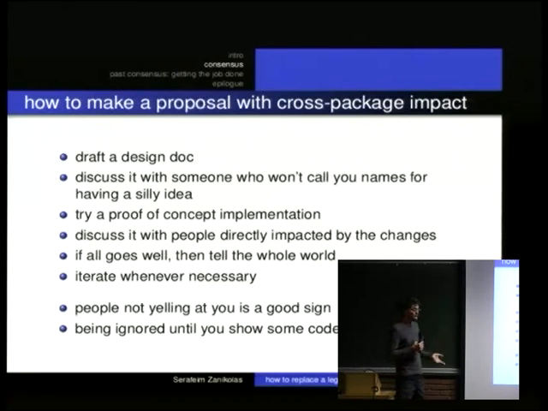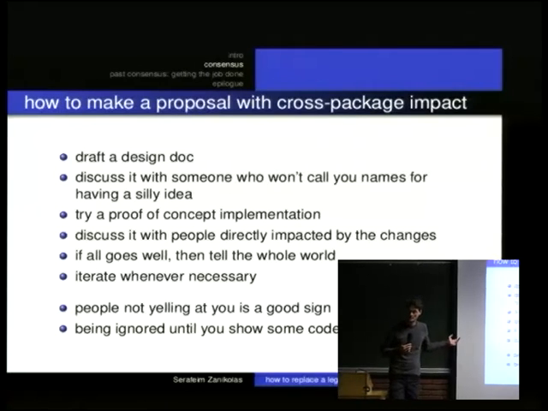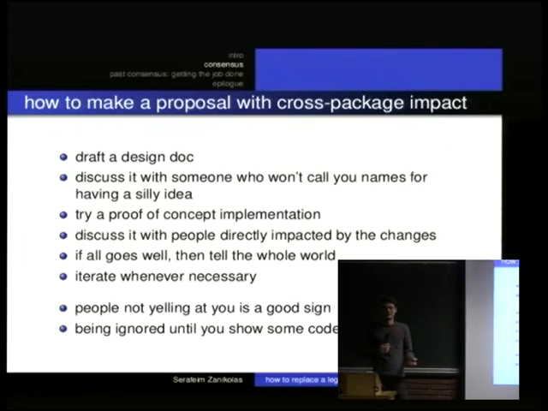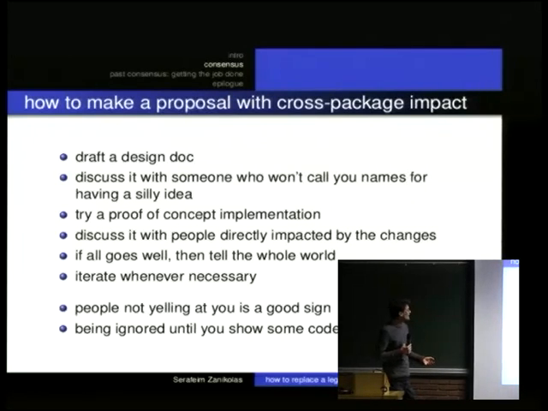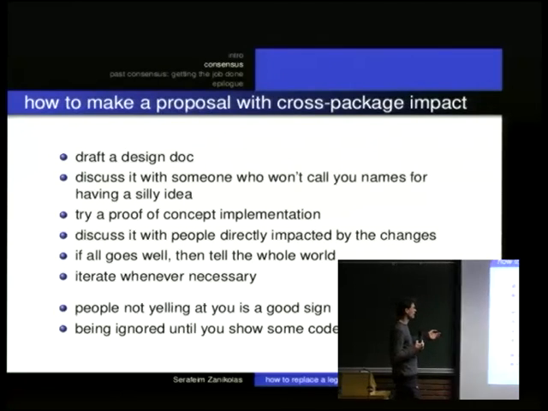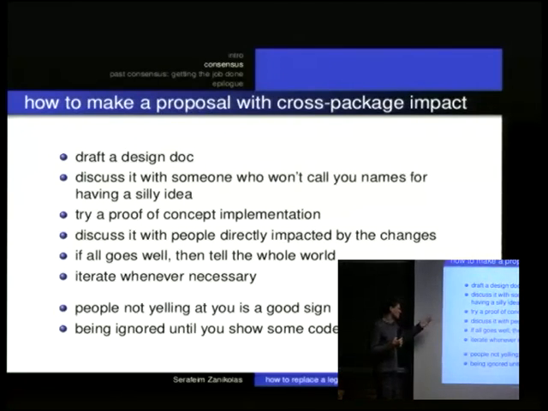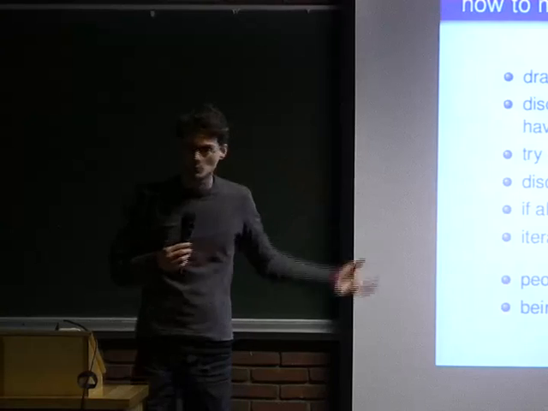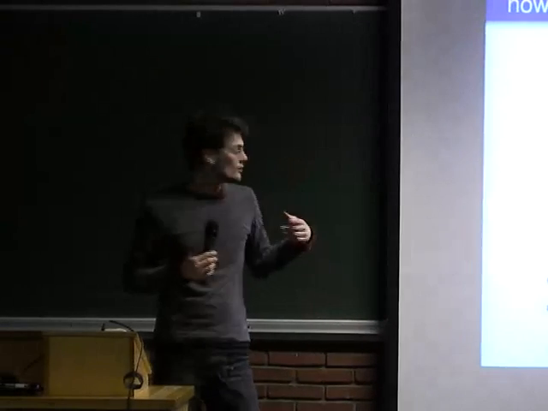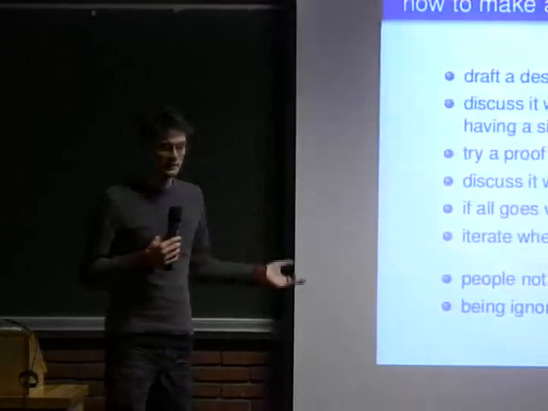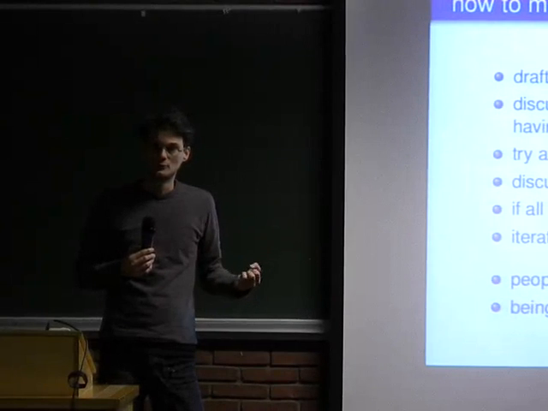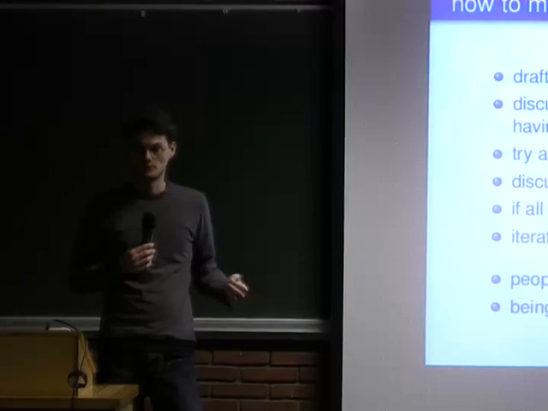you can bounce the idea off someone that's close to you that will still respect you after having seen you proposing something silly. So once you've passed this basic sanity test, then you can try to validate the main assumptions of the implementation. So do a proof of concept implementation, not a full-scale implementation, just to verify the basic assumptions of the implementation.